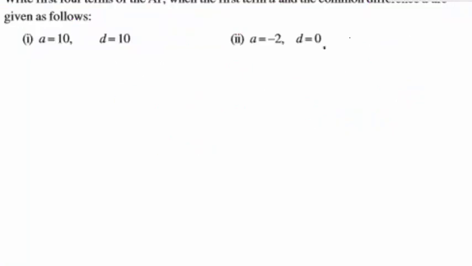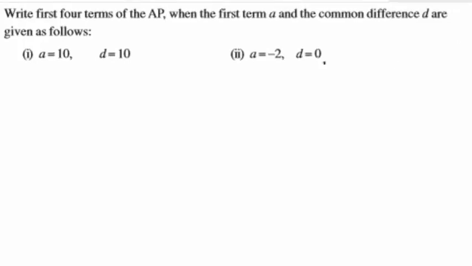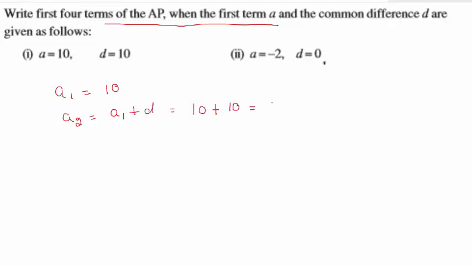Now write first 4 terms of AP. Write first four terms of AP when the first term A and the common difference D is given as follows. आपको यहाँ पे फर्स्ट टर्म दे रखी है, सो फर्स्ट फोर टर्म आपको फाइंड करनी है. तो A1 is 10. Now for A2 the second term will be A1 plus D. Now A1 is 10 plus D is given 10. This will become 20.